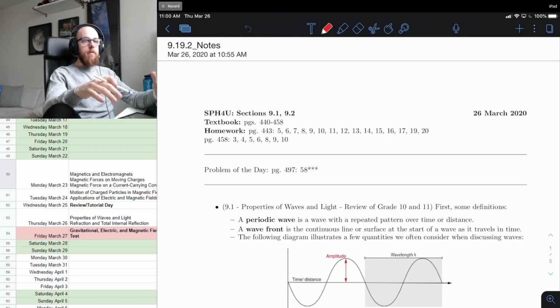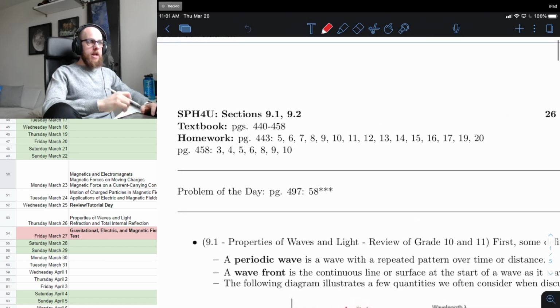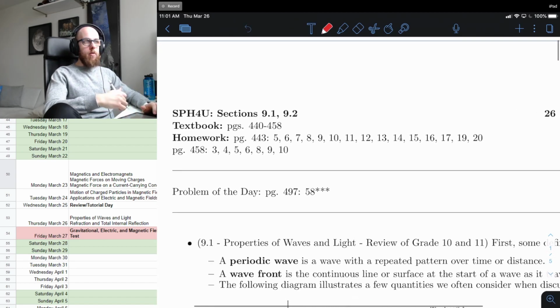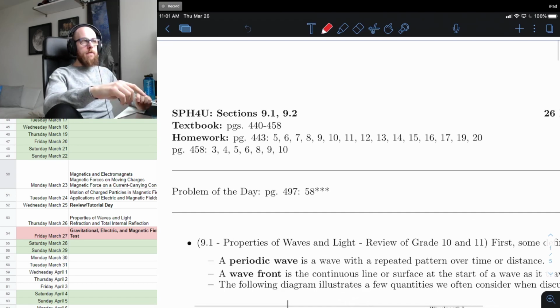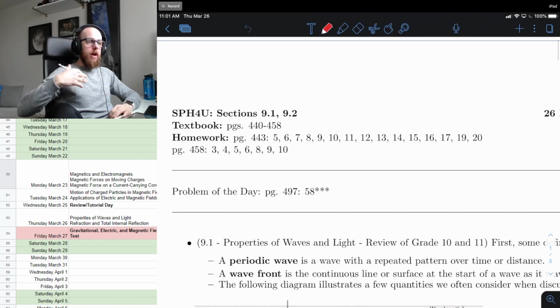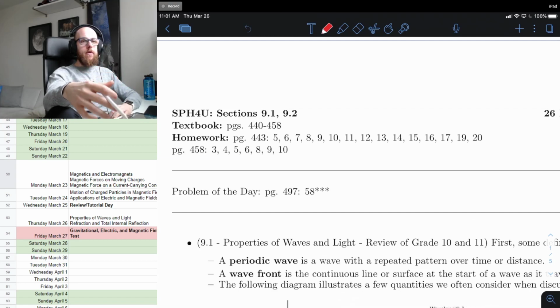If it's not already familiar, then I would recommend going in, and you'll notice here that I assigned a ton of homework problems. Especially for page 443, those are all one-line questions. Those are sort of rapid fire, just to get your feet wet with things again. Mostly those questions are stuff that you would have done in grade 11. And then the questions on page 458 are more of a review of grade 10 optics.